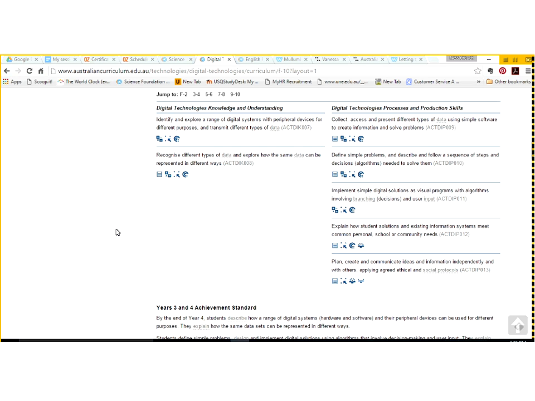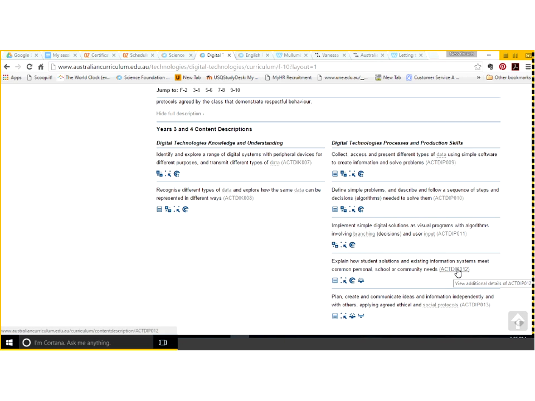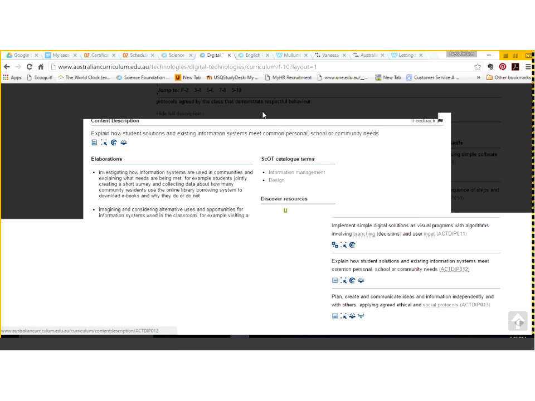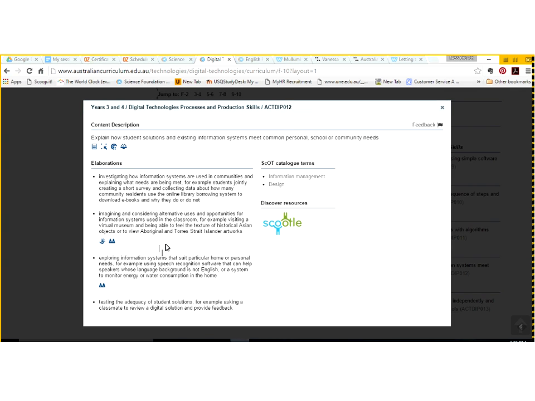This is the digital technologies curriculum, which is a relatively new curriculum. I'm looking here at the Year 3-4 expectations. If you have a look here, the knowledge and understandings and the skills, these expectations for year 3, 4 may sound a little bit scary. Luckily, if we click on the item, so I'll look at this one here, it will give you some extra information about how you might be able to do that. These elaborations are very useful in helping to understand the curriculum.